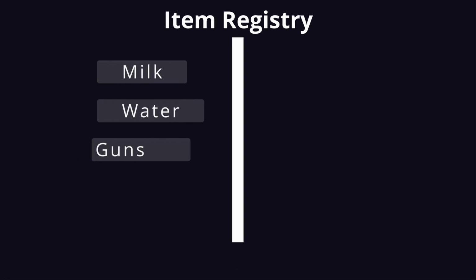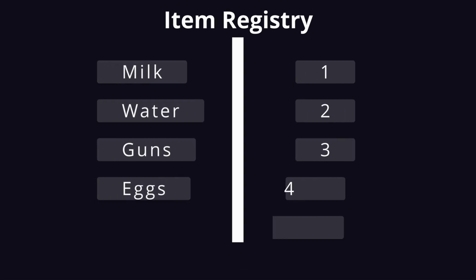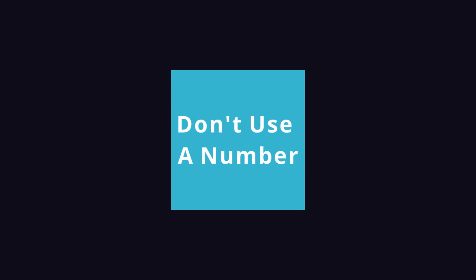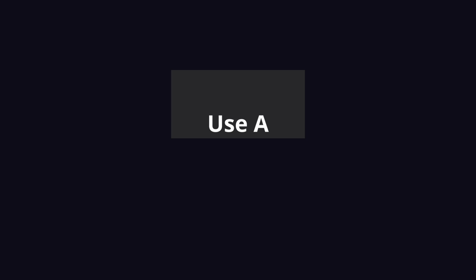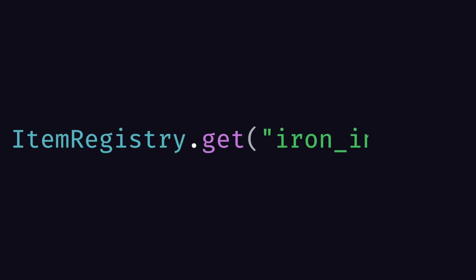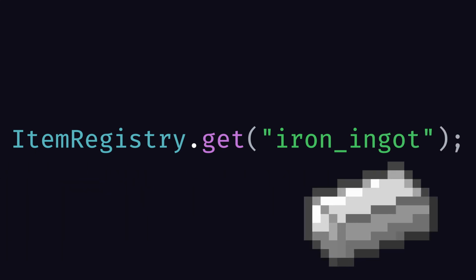With a normal list, like a grocery list, you might number things 1, 2, 3, 4, 5. There's a key, 4, that goes to the value, get eggs. Well, registries are a little different. Instead of associating a number with each item in the list, we associate a string, basically a word, with each item. So instead of having to remember that an iron ingot is number 34 in the list, we can just say, hey, item registry, get the item in the list that is associated with the iron ingot, and it'll get the iron ingot. Items need to be in the item registry, because otherwise the game doesn't use them.